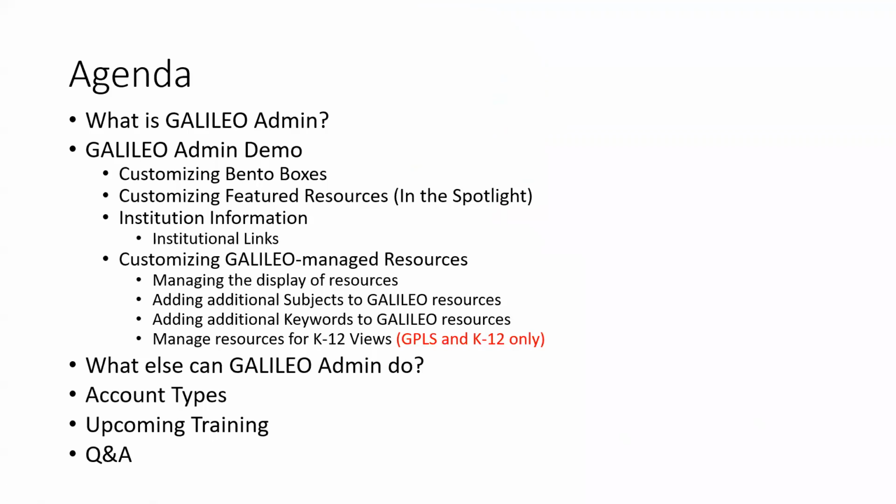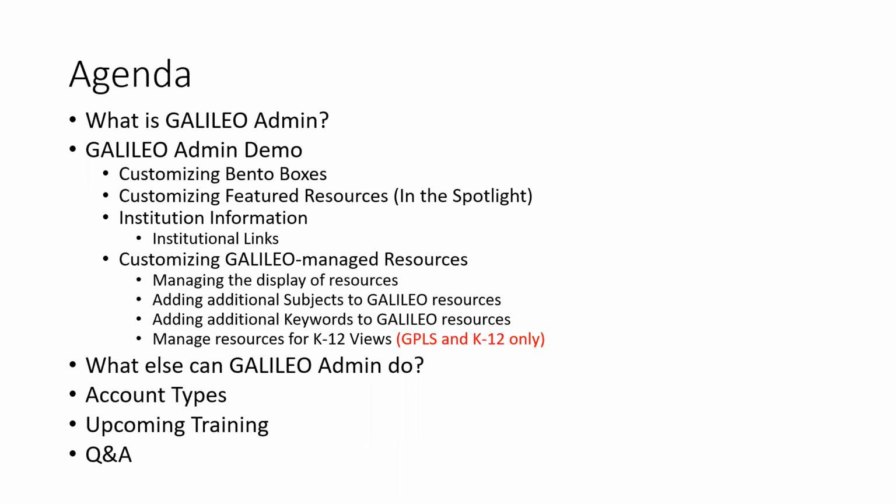So today we will be going over what is Galileo Admin, and then we will jump into a demo where I will show you how to customize bento boxes, how to customize your featured resources, otherwise known as the spotlight area, how to manage your institutional links, and then how to customize your Galileo managed resources, including managing the display of those, adding additional subjects, adding additional keywords, and then managing resources for K-12 use for those of you at a public library or K-12.